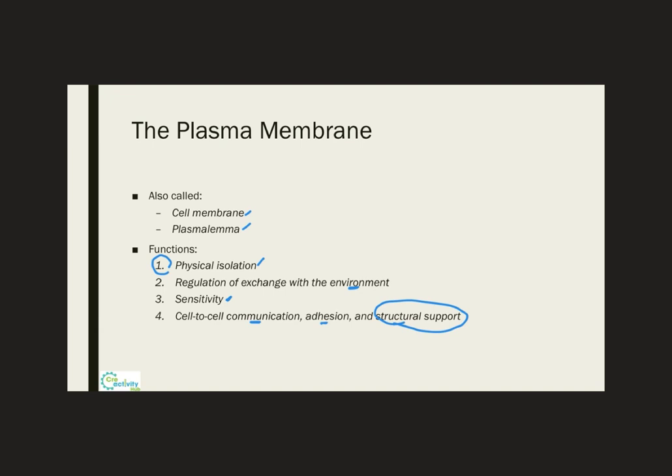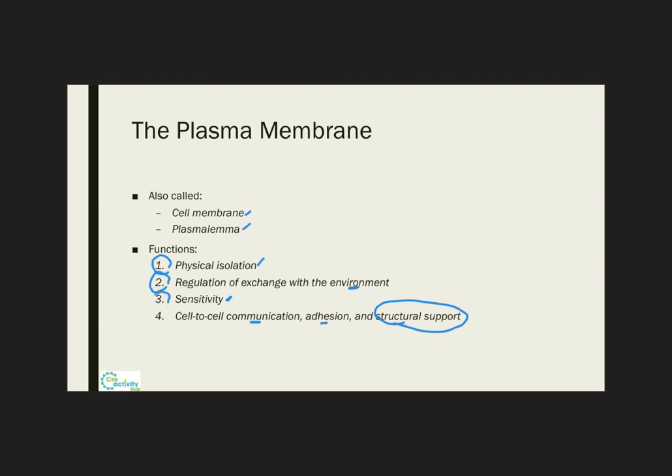With regards to regulation of exchange with the environment, well, it is not everything that a cell wants to have inside of it, and it is not everything that a cell wants to allow to go inside of it. Therefore, the plasma membrane will control the entry of ions and nutrients, and in exchange, it will eliminate waste products and also release certain secretory products through the secretory vesicles.